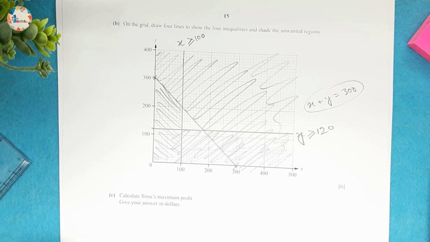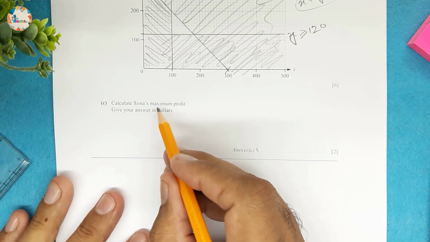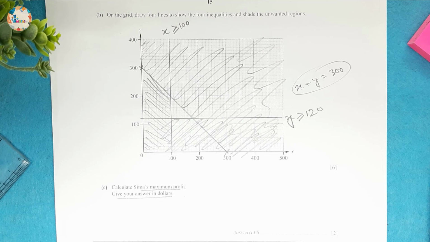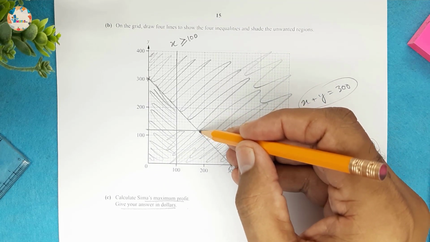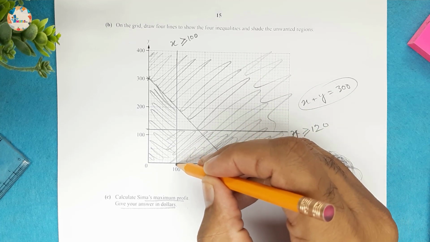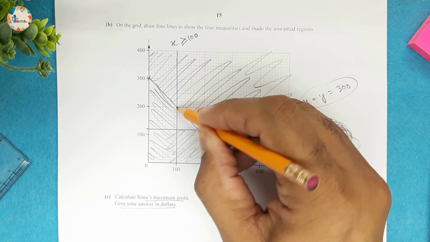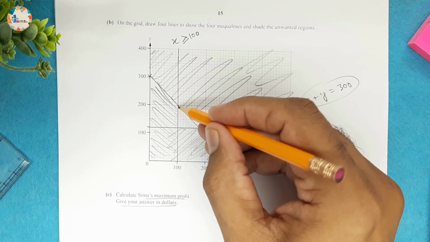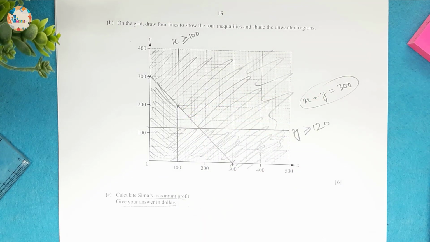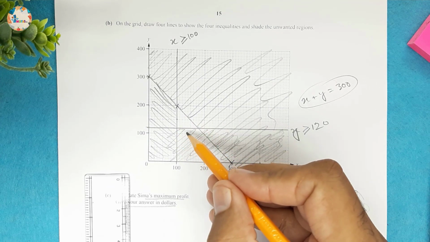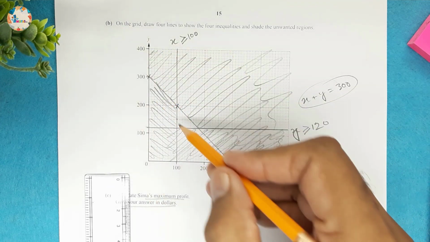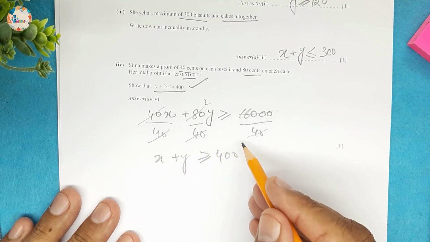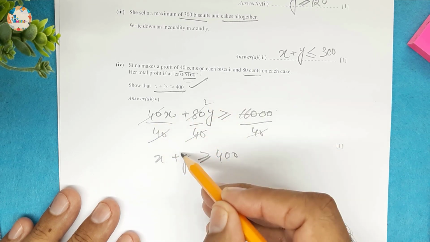And C part: calculate Seema's maximum profit, give your answer in dollars. So for maximum profit, we can check. The maximum profit will be at this point over here. We can check over here what will be the profit. Basically, we have drawn three inequalities. The fourth inequality we have to draw in this B part, which we can see on the previous part over here. This is the fourth inequality, which is x plus 2y.